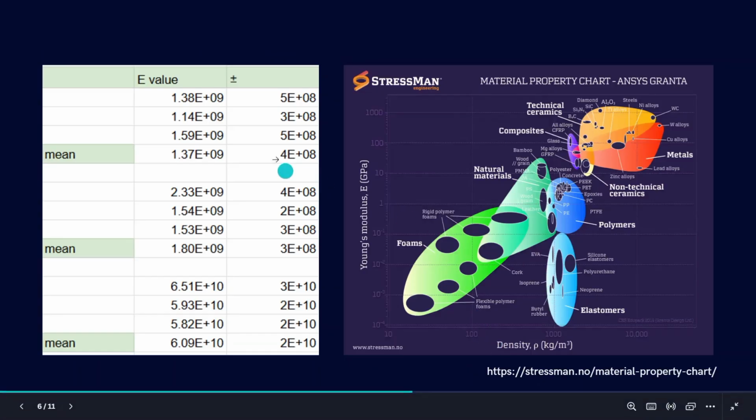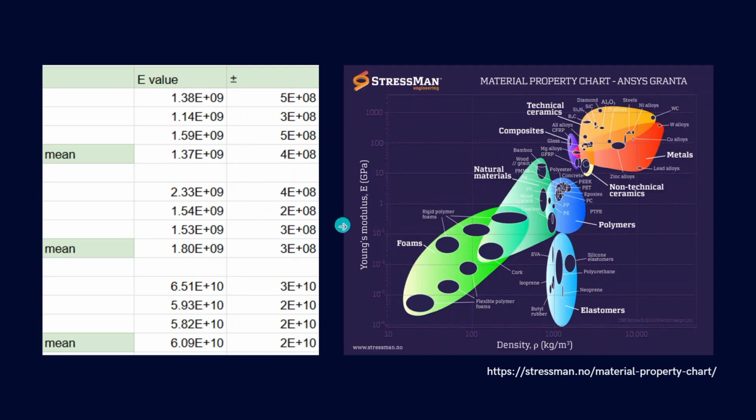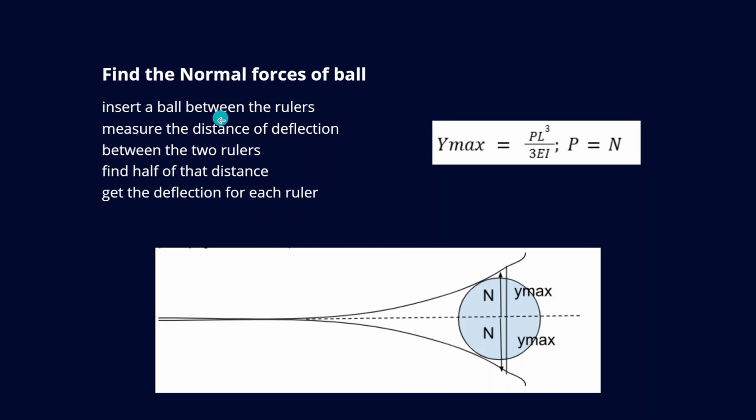Then here are some values I found. It kind of matches the material property chart over here, and after that we are going to find the normal forces of the ball. While we are inserting the ball between the rulers, there must be some normal forces acting on the rulers, and so these forces can be looked at as loads for the beam. So there might be something to do with deflection again.